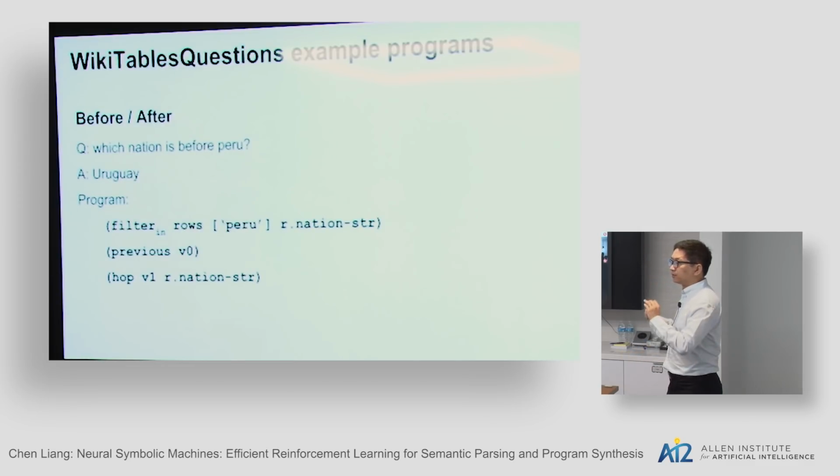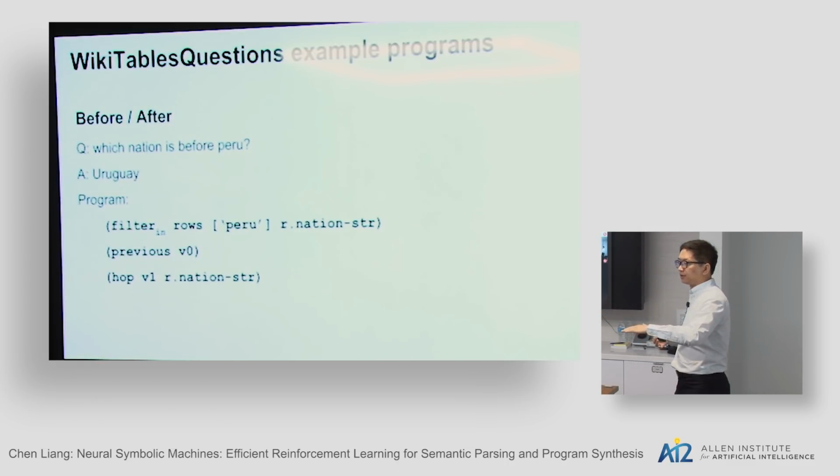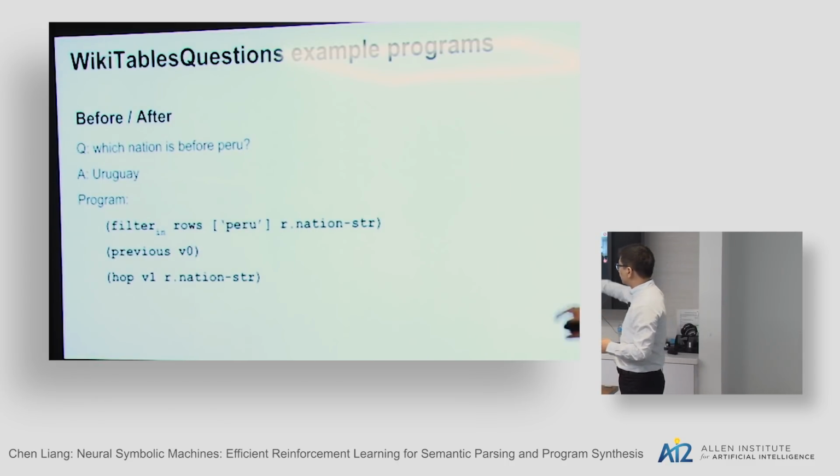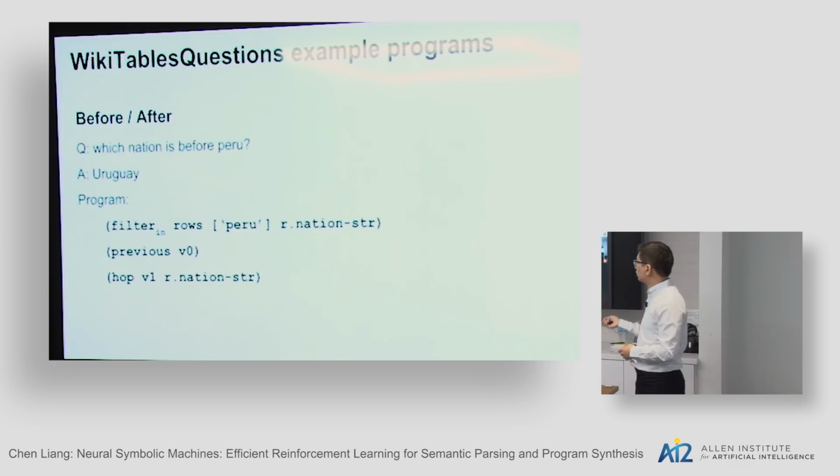And there are things about the structure of the table, like which nation is before Peru, or which nation is after X, where you need to find the row, and you also need to use previous or next, using the structure of the table to answer the questions.